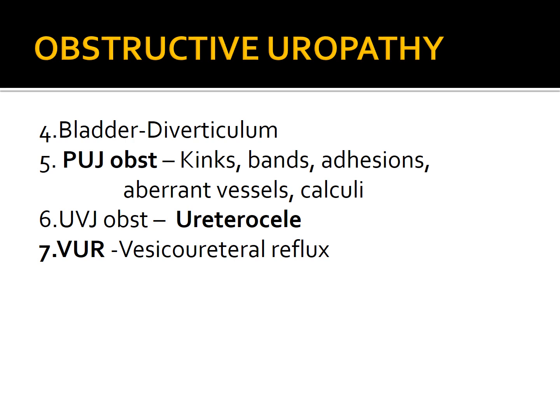Pelviureteric junction obstruction: kinks, bands, adhesions, aberrant vessels and calculi can lead to all these conditions. Ureterovesical junction obstruction: a ureterocele can occur, and vesicoureteral reflux can occur, all due to some anatomical abnormalities. So this is very long, so I have discussed this obstructive uropathy in a separate class.